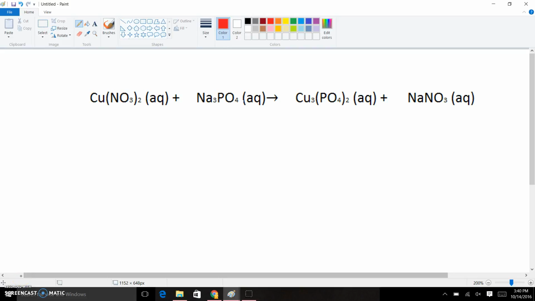Hello, this video is about how to balance equations when they're a little bit tougher. So let's start with this one right here. You can see there's a lot of elements here. We can make our life easier if we look for groupings that are the same on both sides.